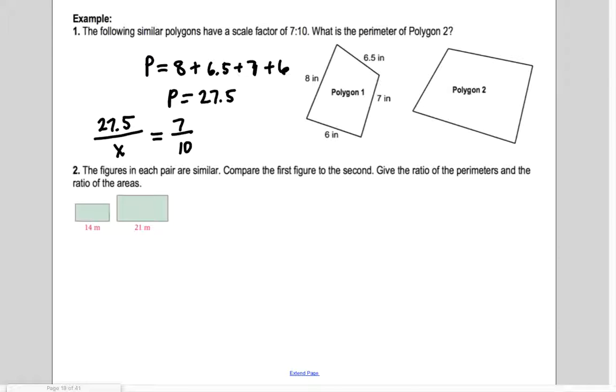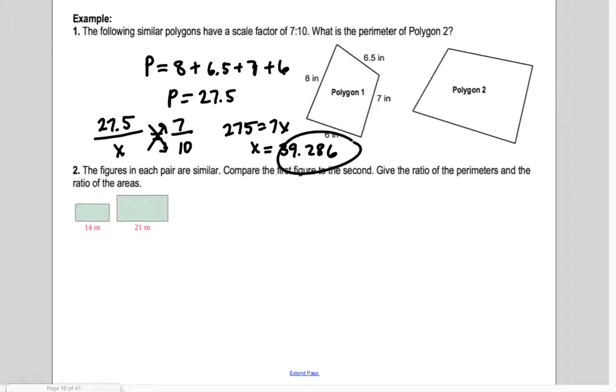I keep it. Perimeter, I keep it, right? They have the same units. It's just inches, not inches squared, right? All right, so as I cross multiply, I get 275 equals 7x. So I get x is equal to 39.286. That is going to be my perimeter of polygon 2. Do you guys understand this process?